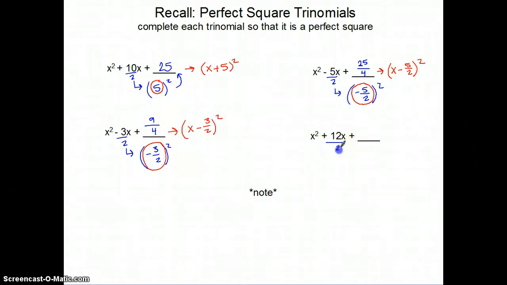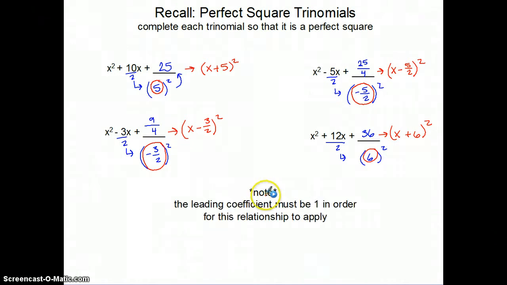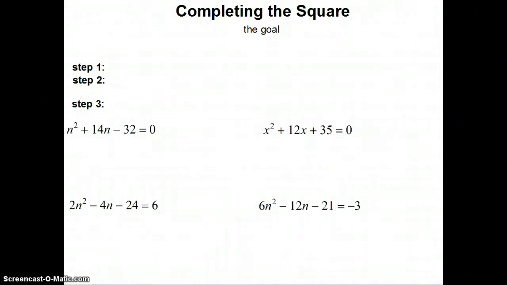To the right, I divide by 2 to get 6, square the 6 to get 36, and that goes in my blank. Now to factor this polynomial, I take my variable x and add or subtract the 6 and square the entire quantity. This is factored form. Please remember, you may only use this shortcut if the leading coefficient is a 1. If the leading coefficient is not a 1, then you must divide by the leading coefficient to make it a 1. So, completing the square.